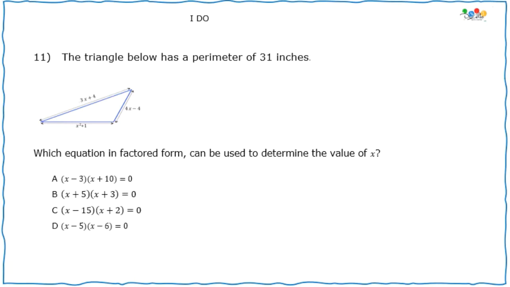So let's back it up a little bit. Well, first of all, notice how there is a triangle. So what do I know about a triangle? Yes, it has three sides, right? Okay. And it says it has a perimeter of 31. So if you remember, perimeter means what? The sum of the sides, right? So I'm going to put it right here. Sum of the sides.